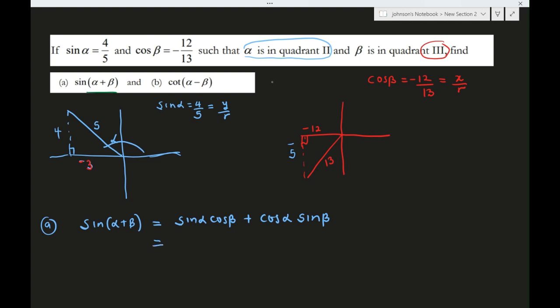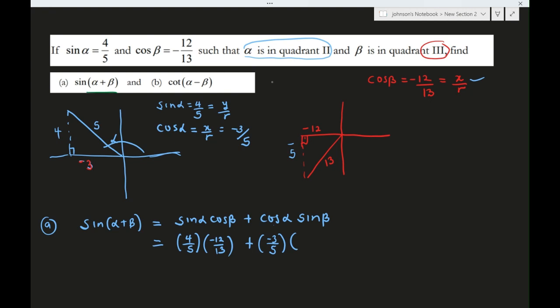Now, we know what sine alpha is. Sine alpha is what we have here, which is 4 over 5. But cos beta is here, which is minus 12 over 13. That is from here, right? Then we have plus cosine alpha. Here we can get cosine alpha, which is x over r, just going to be minus 3 over 5.